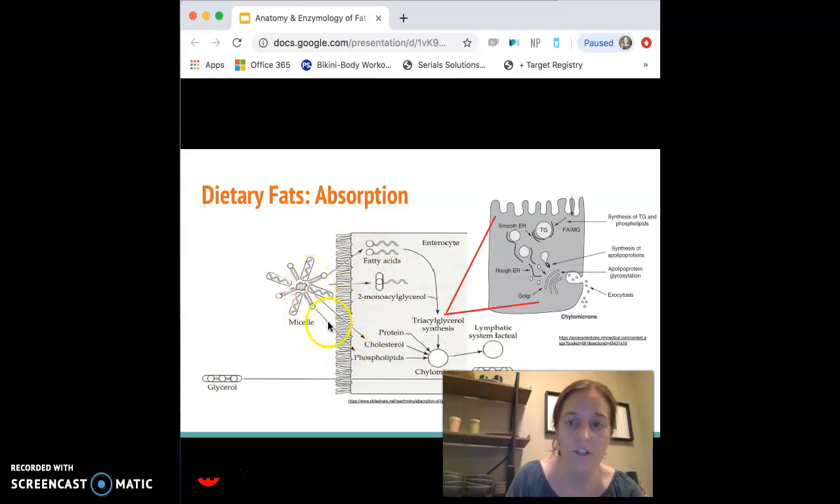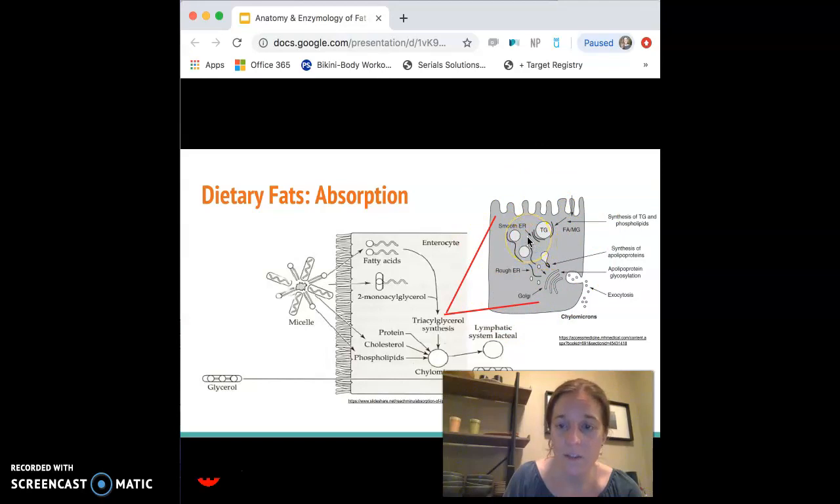However, cholesterol is transported into the cell in more of an active process. Now, once these molecules are within the enterocyte, the fatty acids and the monoglycerides are transported to the endoplasmic reticulum, which we see here in this diagram to the right.